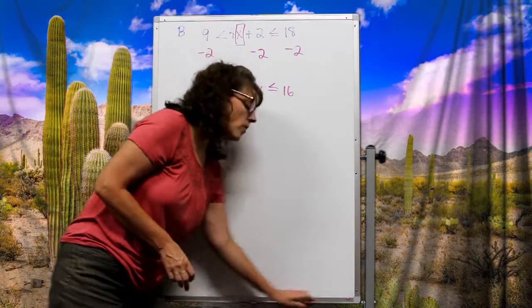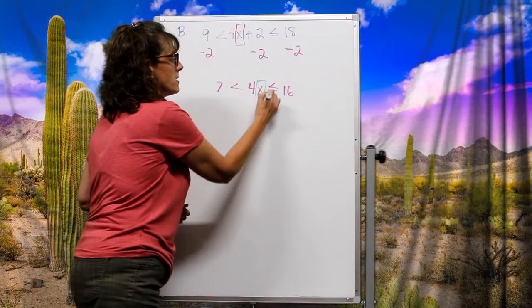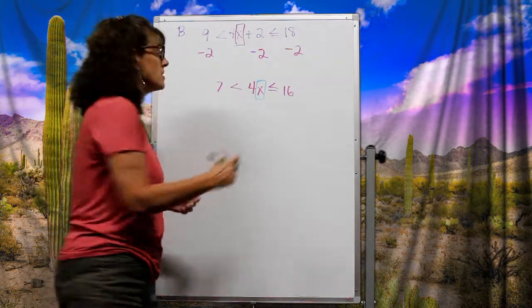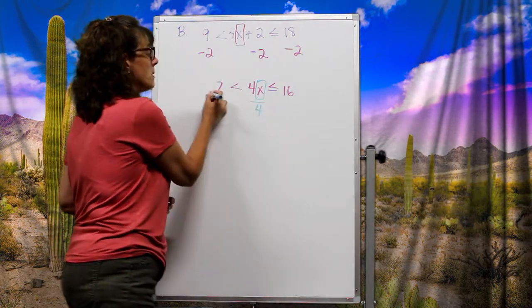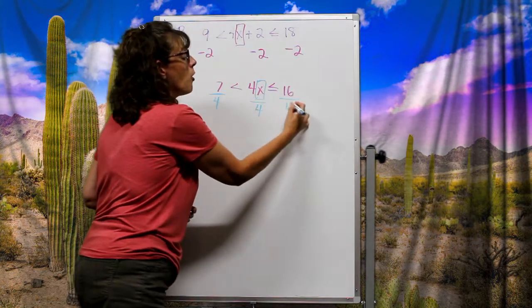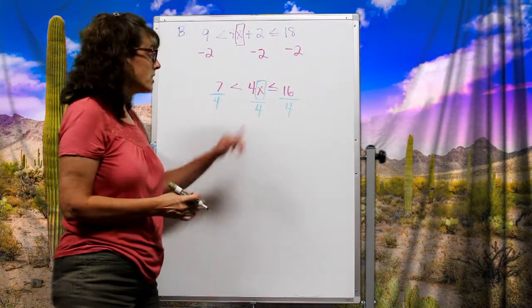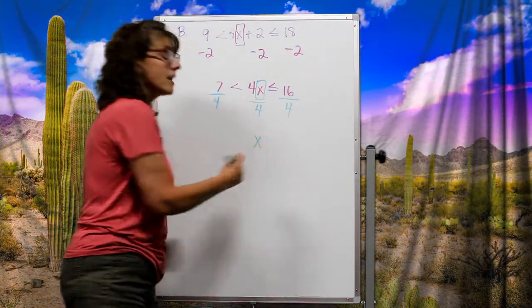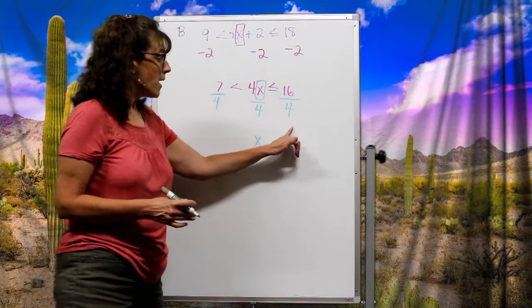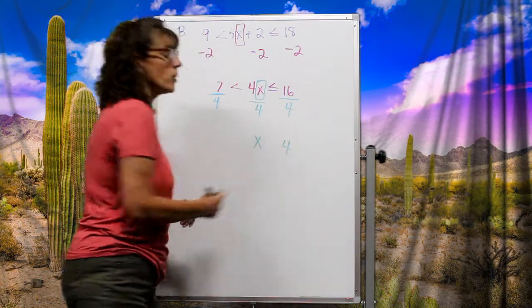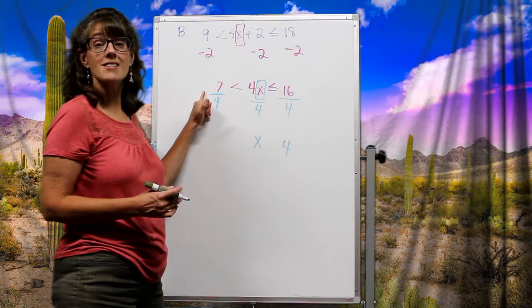So now, what's it going to take to get the x by itself? Yeah, I'm going to divide by 4. And remember, I'm going to divide by 4 on all 3 parts. So when I divide by 4 here, ta-da, I get the x by itself. When I divide by 4 here, I get a 4. And when I divide by 4 here, I get 7/4.